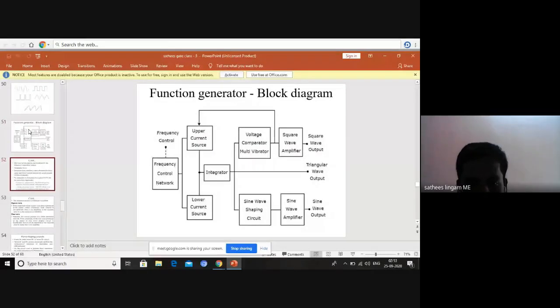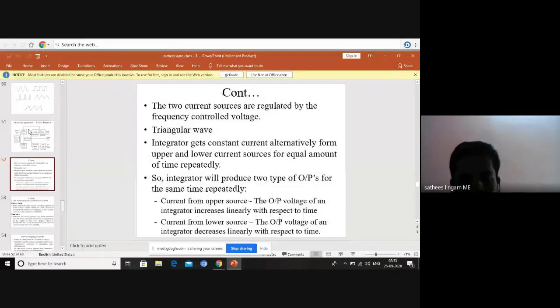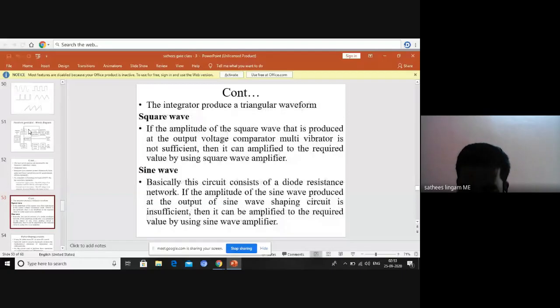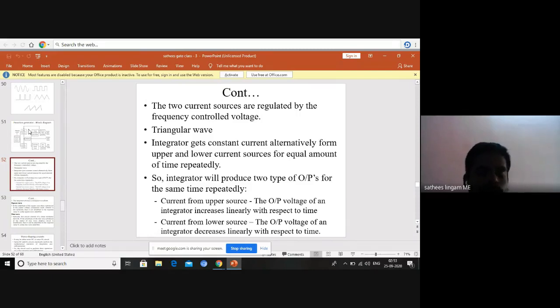So till now we are receiving the triangle wave. From the triangle wave, it is supplied to our voltage comparator to generate the square wave. If the amplitude of the square wave produced at the output of the voltage comparator multivibrator is not sufficient, it can be modified to the required value by using the square wave amplifier. So the comparison is happening.